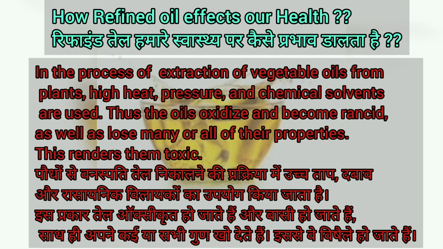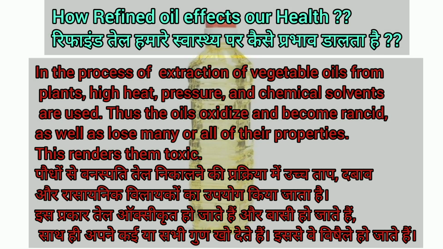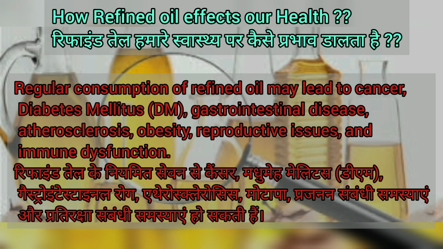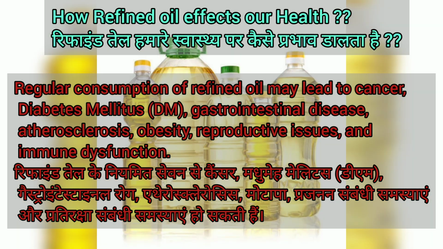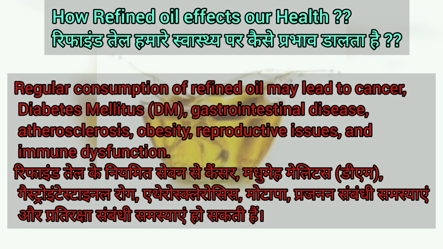In the process of extracting vegetable oil from plants, high heat, high pressure and chemical solvents are used. Thus, the oils oxidize and become rancid, and lose many or all of their properties. This renders them toxic. Regular consumption of refined oil may lead to various diseases, like cancer, diabetes mellitus, gastrointestinal diseases, atherosclerosis, obesity, reproductive issues, and immune dysfunction.